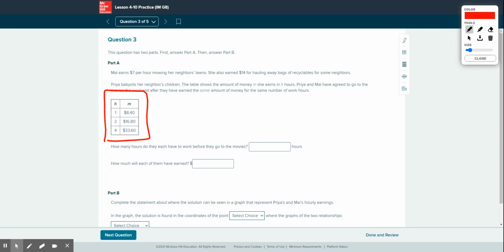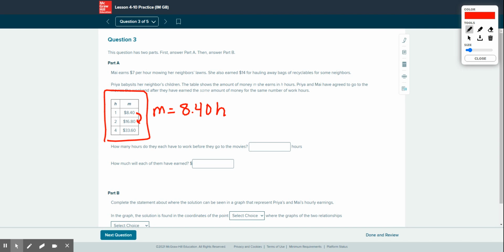What I see right here is that after 1 hour, she's made $8.40, and after 2 hours, that value has doubled. And after 4 hours, doubling the 2 hours, that's doubled again. So I can conclude that Priya is making $8.40 every single hour, so that her total amount of money earned is here. Now, actually, I do need the M, but I don't need the M. So we're going to look at this.